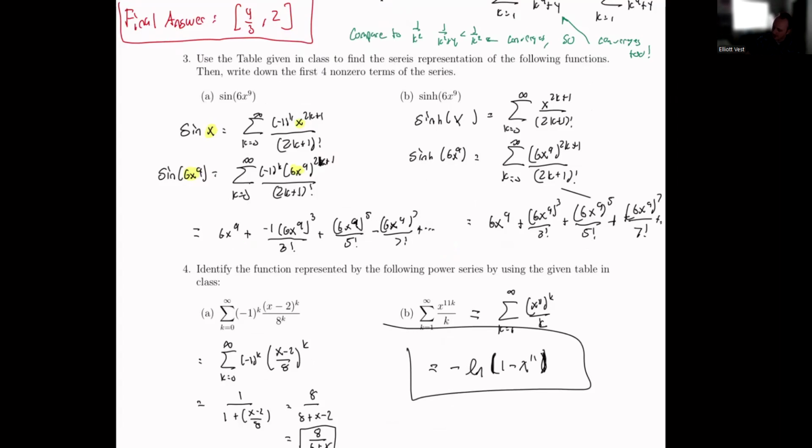This is not showing on the screen. This is 6 plus x in the denominator there. And there we go. Thanks for watching.